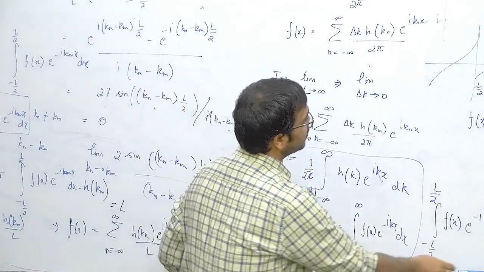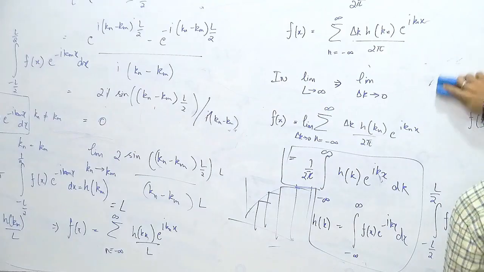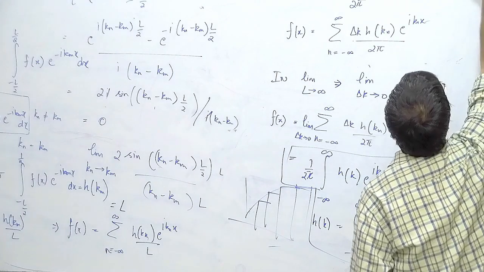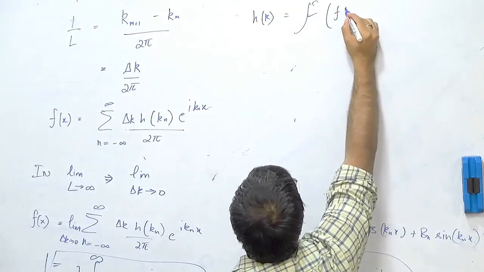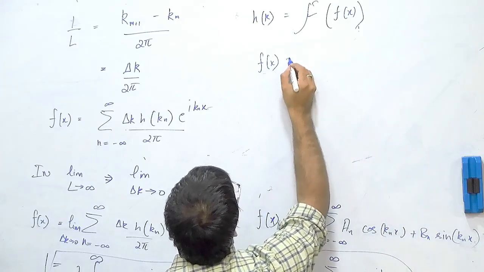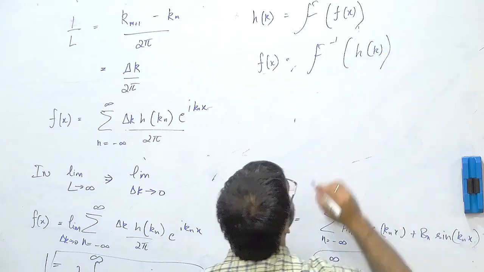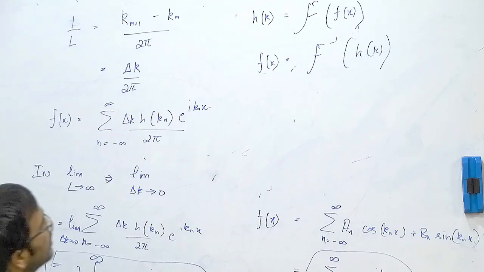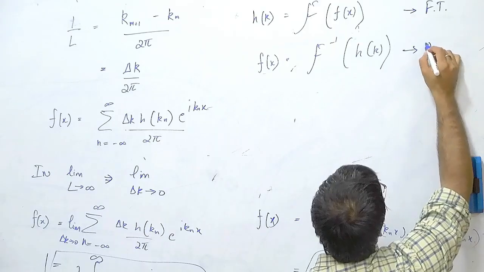So, this h of k, for this course, we will call as the Fourier transform of f of x, and this f of x we will call the inverse Fourier transform of h of k. Okay. This is your Fourier transform, this is the inverse Fourier transform.